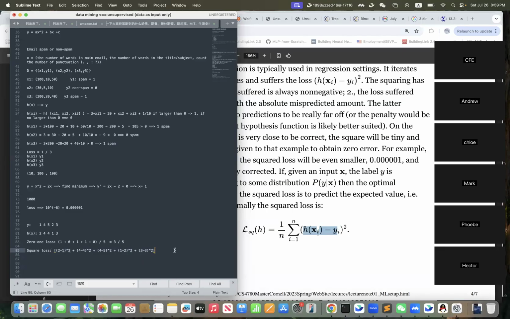We divide by the total. Yeah, we need to divide by the sample size, right? The training size, which is 5. So this is what we call normalizing. We need to normalize the loss. And why do we need to normalize the loss? Because, as with the 0-1 loss, for the square loss you are always adding non-negative terms, right?